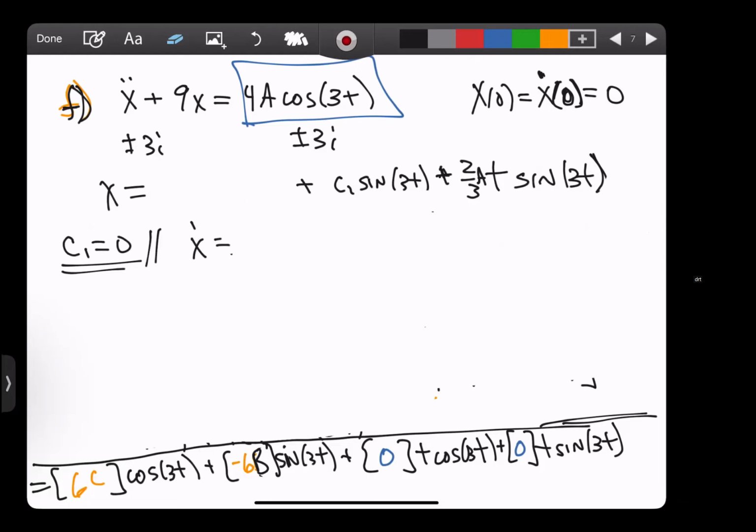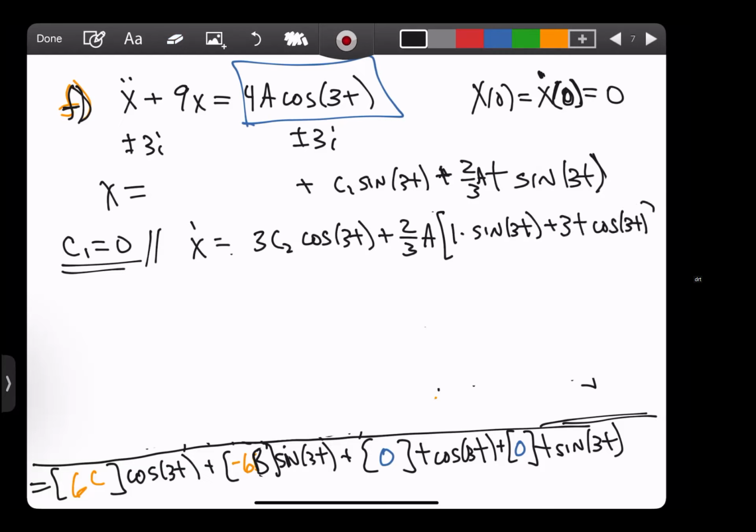And so this is going to be 3c2 cos 3t plus 2/3 a times, now I do this derivative again. Derivative of t is 1 times sine of 3t. Boy, I think I got that right the first time. That's incredible. Actually, it's very shocking. So when you put in t equals 0, the sines die. The sine dies, and this dies because it's multiplication by 0.